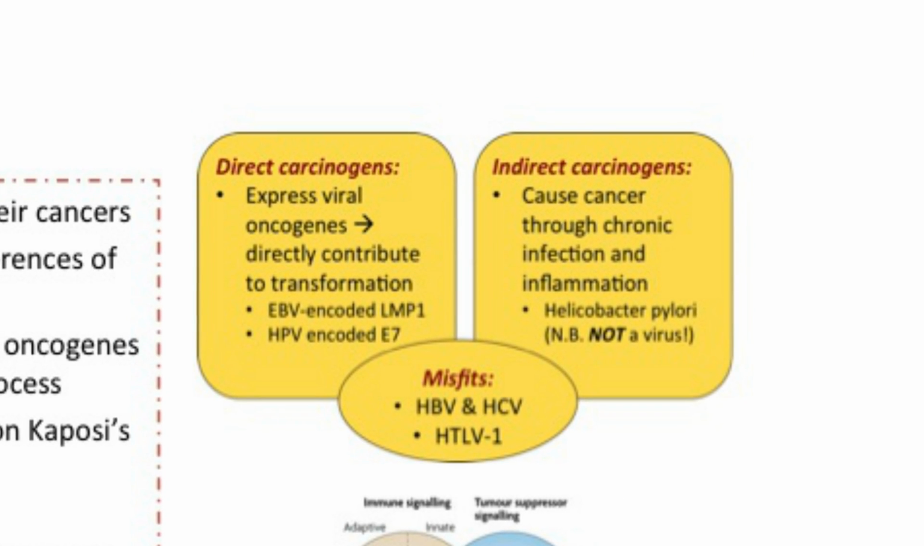Tumour viruses share a number of common features. The first is that they can be classified as either direct carcinogens or indirect carcinogens. If the virus expresses a viral oncogene, then it can be categorized as a direct carcinogen because the viral oncogene itself directly causes cancer. On the other hand, if the virus or bacteria stimulates chronic inflammation, which, as we know, is already a hallmark of cancer itself, then it can be categorized as an indirect carcinogen.